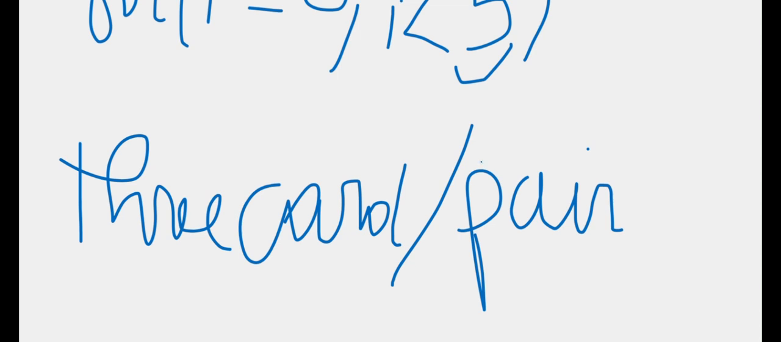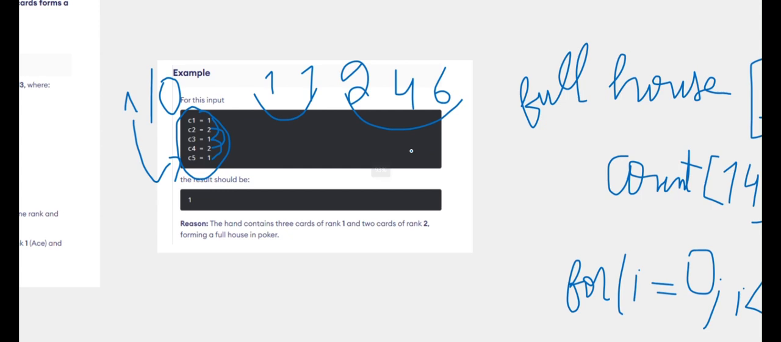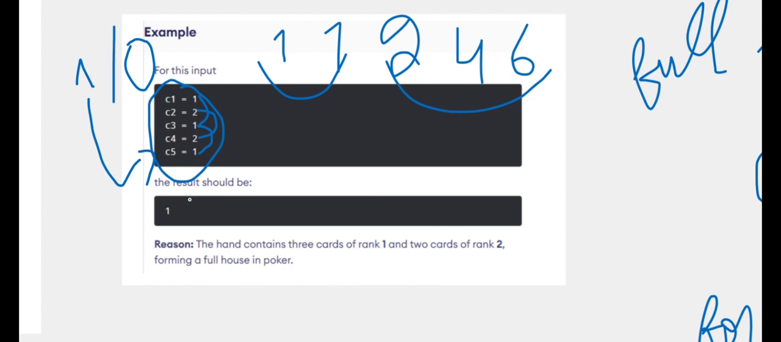And finally, I need to put the main function, and I need to run my code to show if my hand is a full house or is not a full house. Like in this example, the result is that this hand is a full house because it gives me the number 1. Let's go now to write the code and see the result.